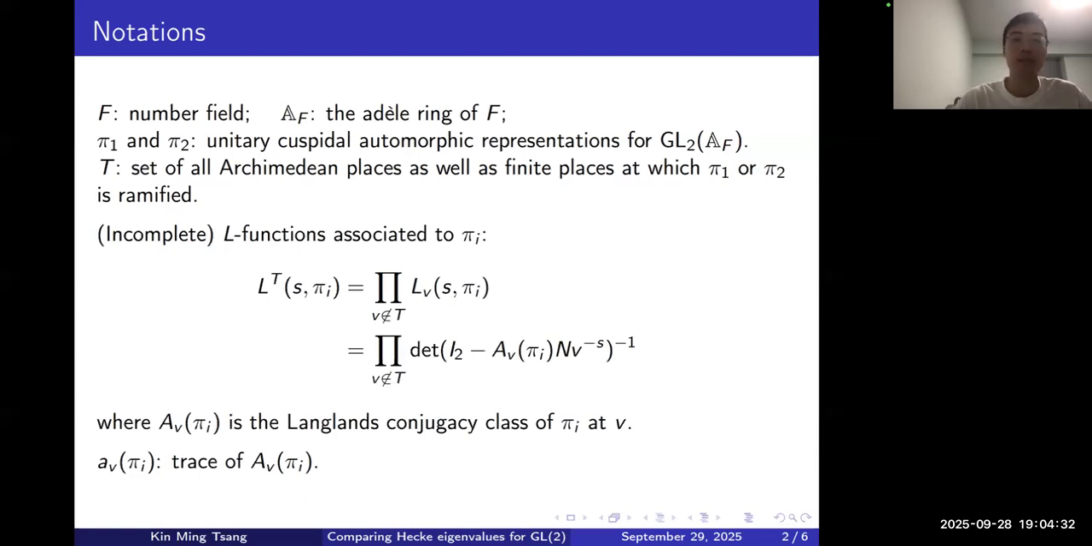In fact, we can associate incomplete L-functions to π_i, which is given by the product over all places v not in T of the local L-factor. This local L-factor is the determinant of the identity matrix minus A_v(π_i), which is the Langlands conjugacy class of π_i at v, times the norm of v to the power negative s, and the whole thing to the power negative 1. We also denote by small a_v(π_i) the trace of the Langlands conjugacy class of π_i at v.